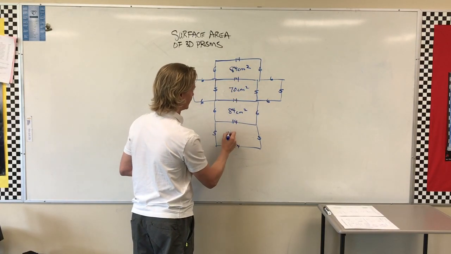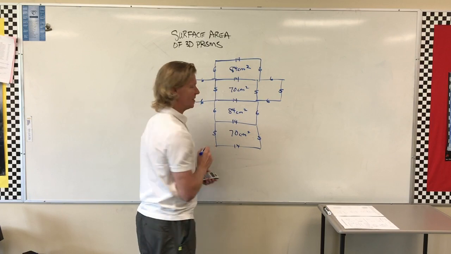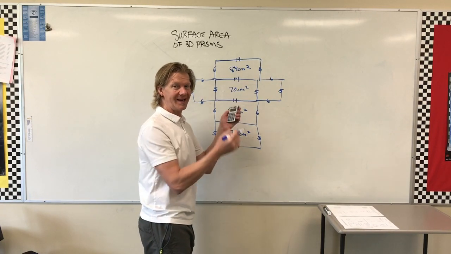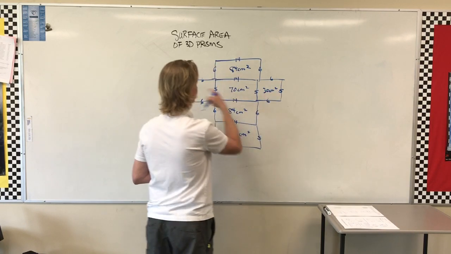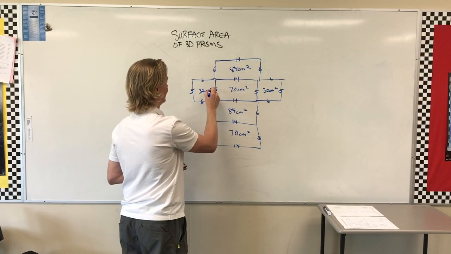And this is also 14 by 5, so that's 70 centimeters squared, right? Not hard, you're just getting the area of rectangles. This is 5 by 6, so that's 30 centimeters squared. This is also 5 by 6, so that's 30 centimeters squared.